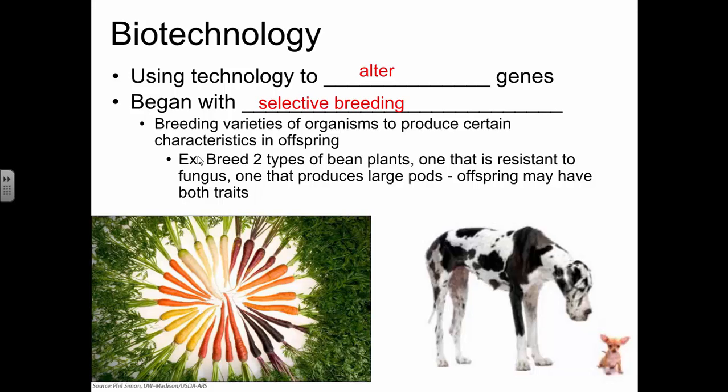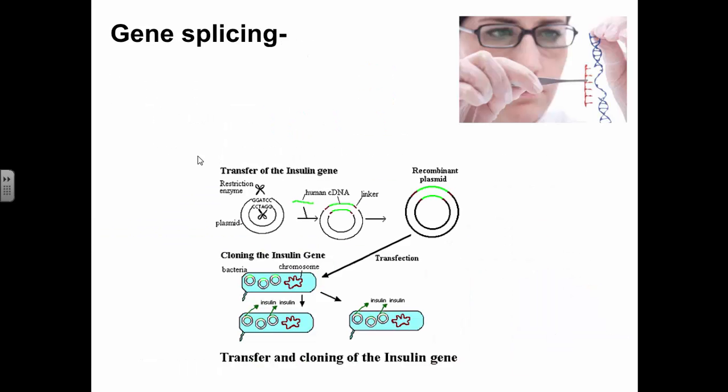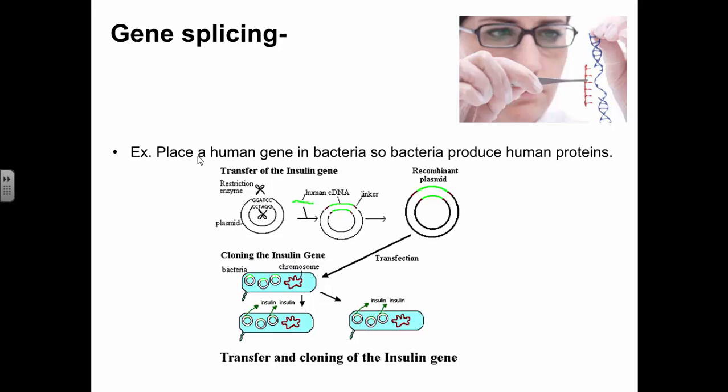If you want carrots that are really sweet, you take the sweetest carrots that you grew in your garden, pollinate another type of sweet carrot with it, grow the seeds, and repeat for many generations, and you end up with sweeter carrots. All these colors of carrots came about because of this selective breeding. But nowadays, we have different ways of doing this. One of them is called gene splicing. In gene splicing, we can basically take genes from one species and put them into another.